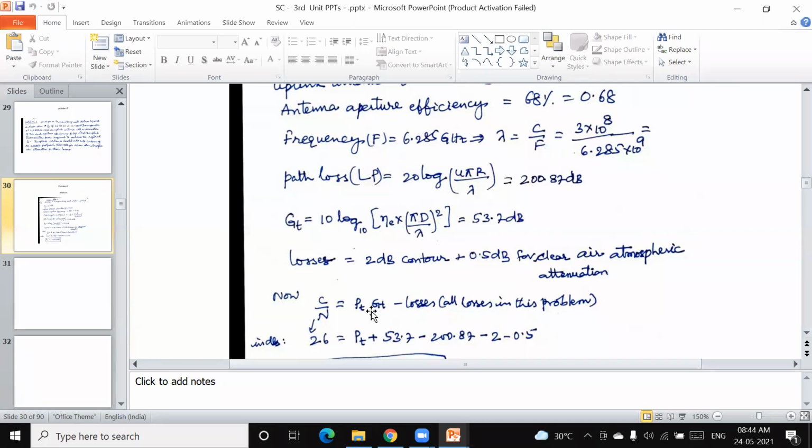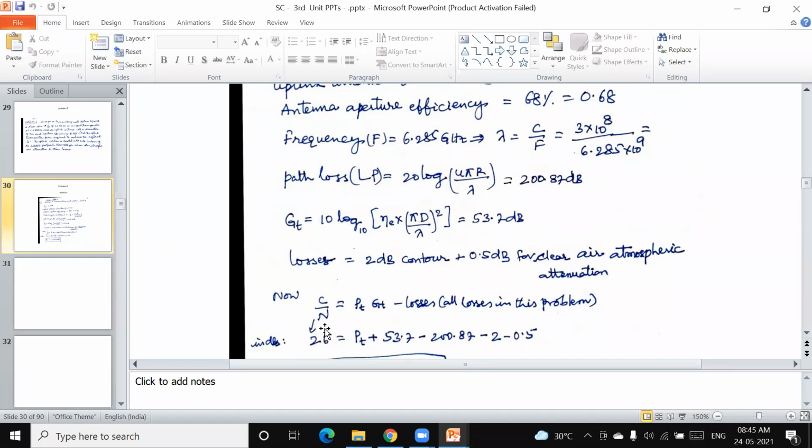It is just the carrier to noise power that has been transmitted. So here you need to calculate the losses. Only two losses are given in the problem. Therefore, you consider only the two losses: the contour of the satellite footprint, 2 dB, and the clear air attenuation and other losses, 0.5 dB.